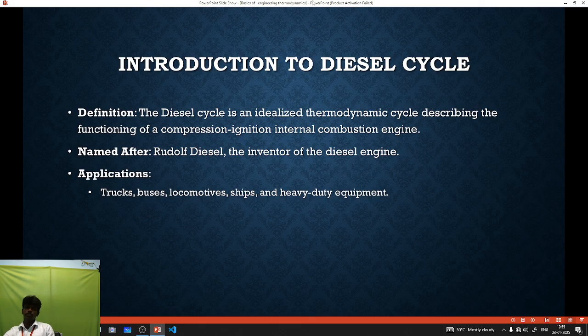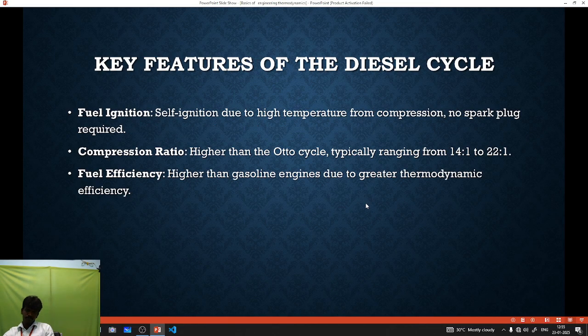Then further move to diesel cycles. The diesel cycle is an idealized thermodynamic cycle describing the functioning of a compression ignition engine system, IC engines, named after Rudolf Diesel, the inventor of the diesel engine. The application is where high torque is needed: trucks, buses, locomotives, ships and heavy duty equipment work only by the diesel cycle.